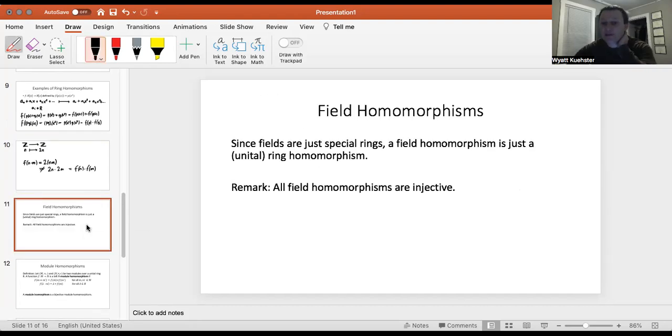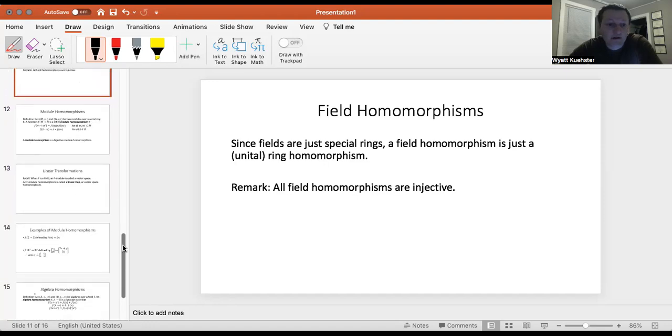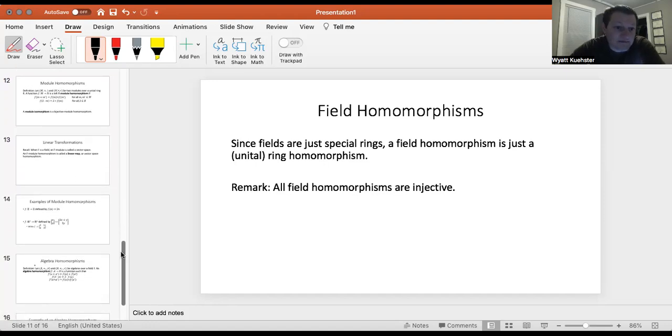Okay, I'm not going to say anything about field homomorphisms just yet, because we haven't really done anything interesting with them. But the other reason is they're just ring homomorphisms because fields are special rings. They're commutative division rings. So the definition of a field homomorphism is the same. It's just a ring homomorphism. But we'll show maybe later that all field homomorphisms happen to be injective. That's an easy fact you can show once you know something about kernels of maps.